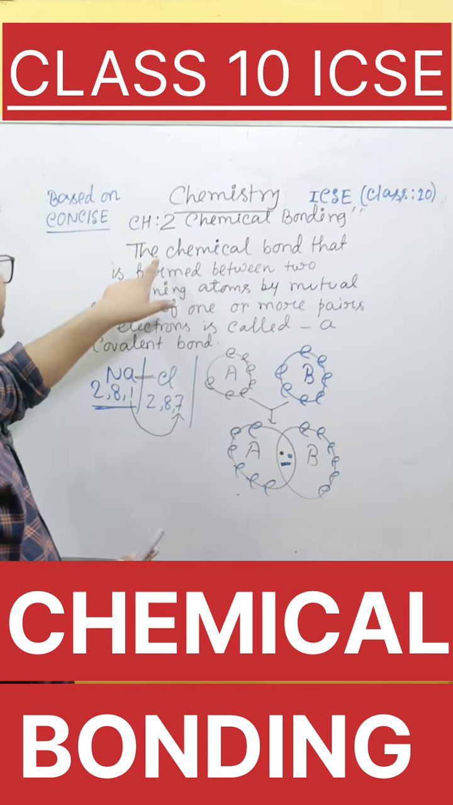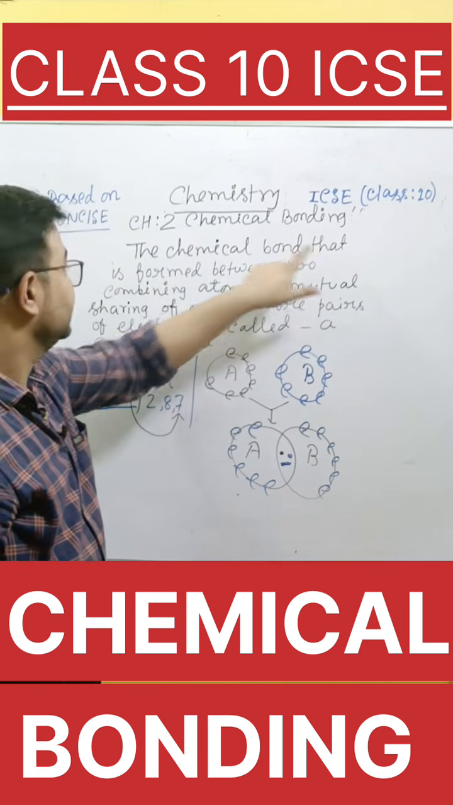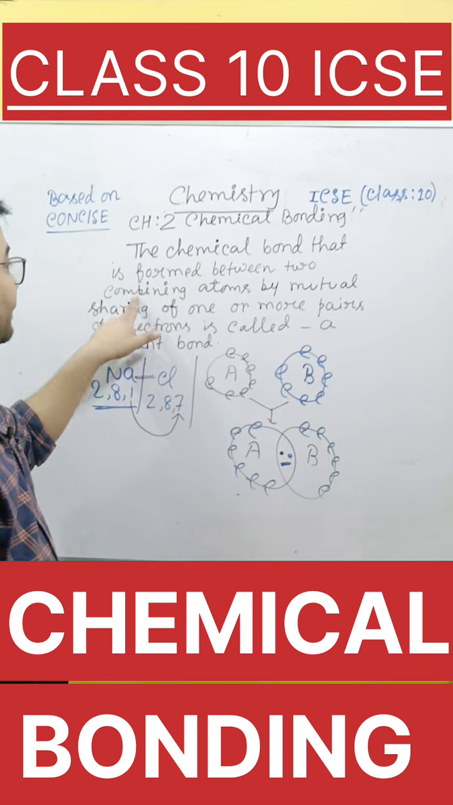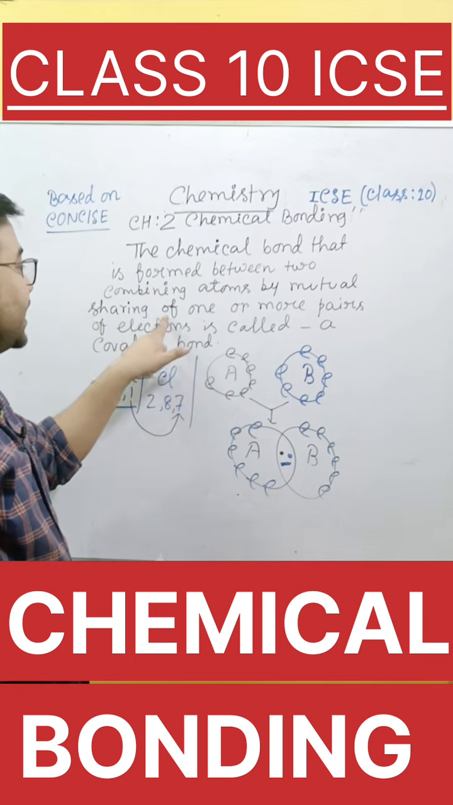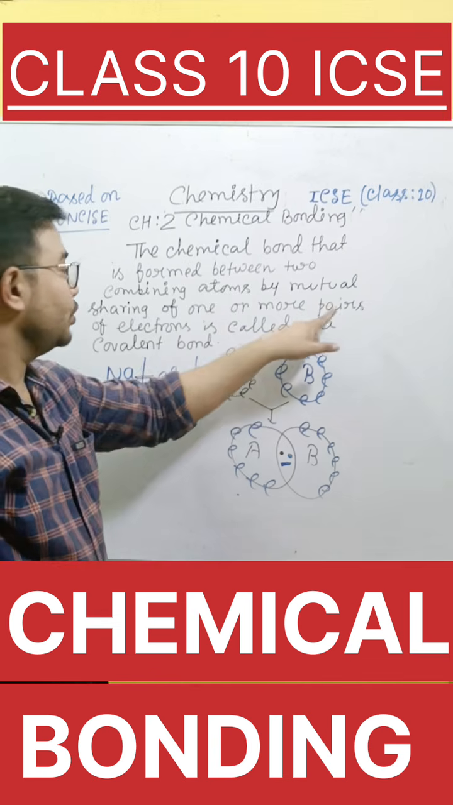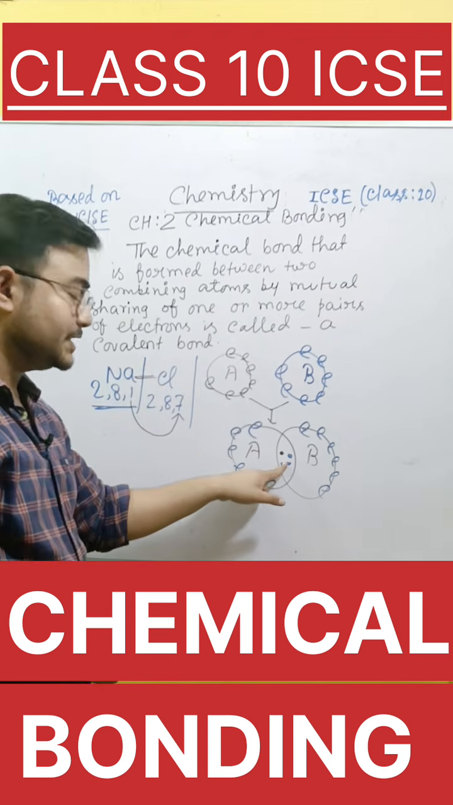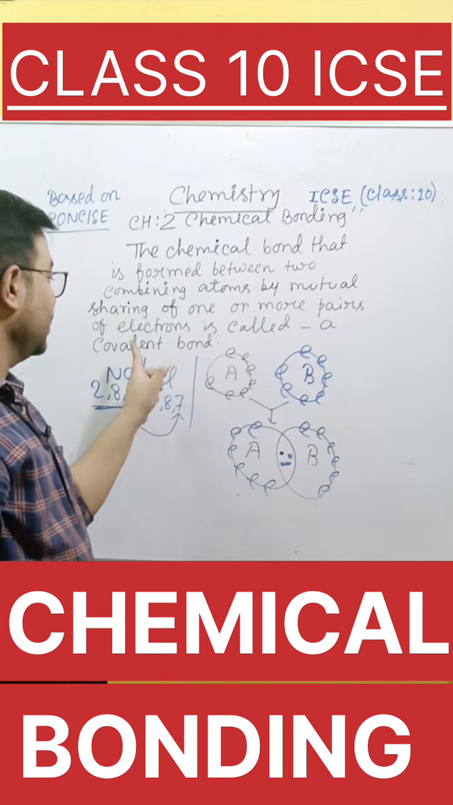So what is the definition? The chemical bond that is formed between two combining atoms by mutual sharing of one or more pairs of electrons is called a covalent bond.